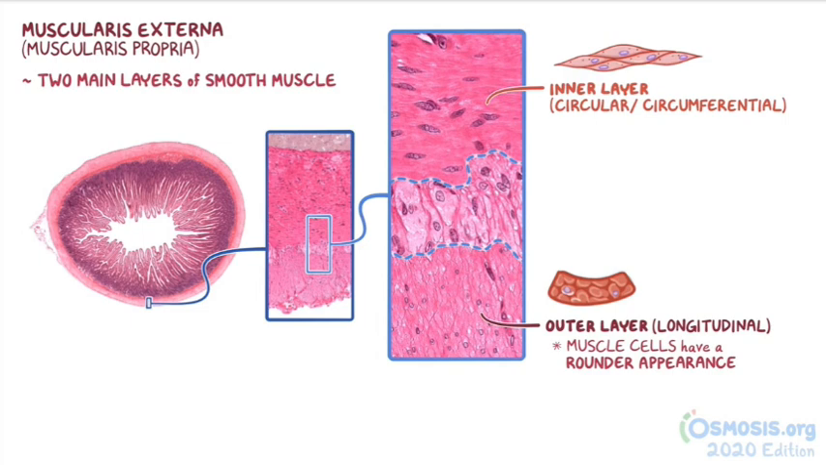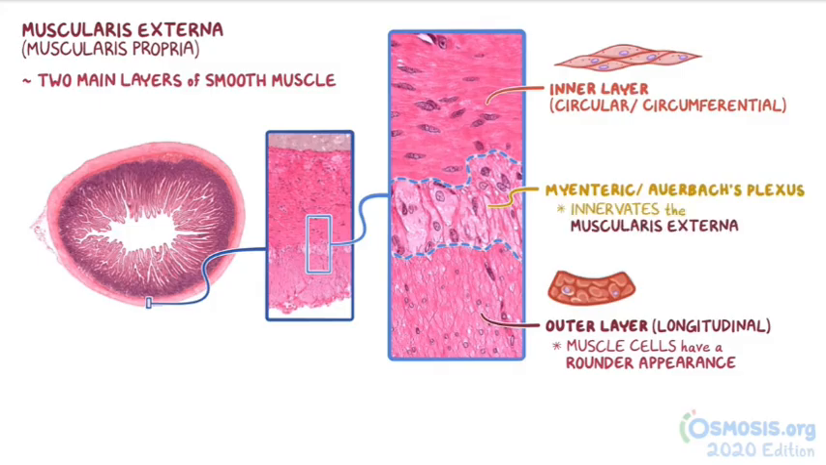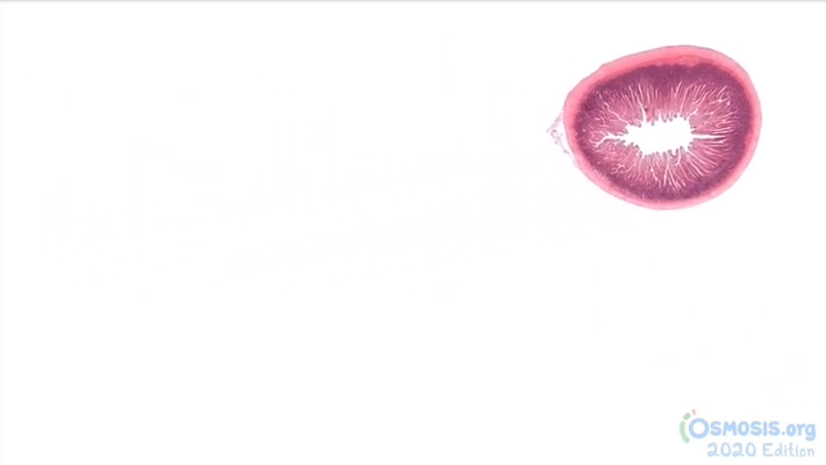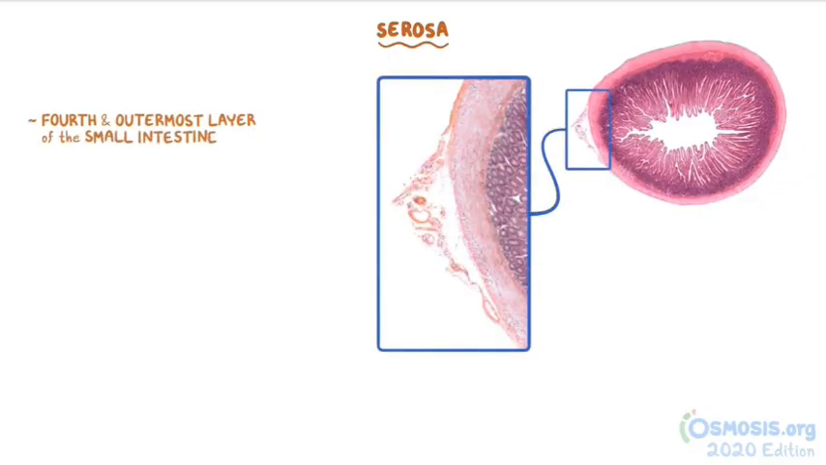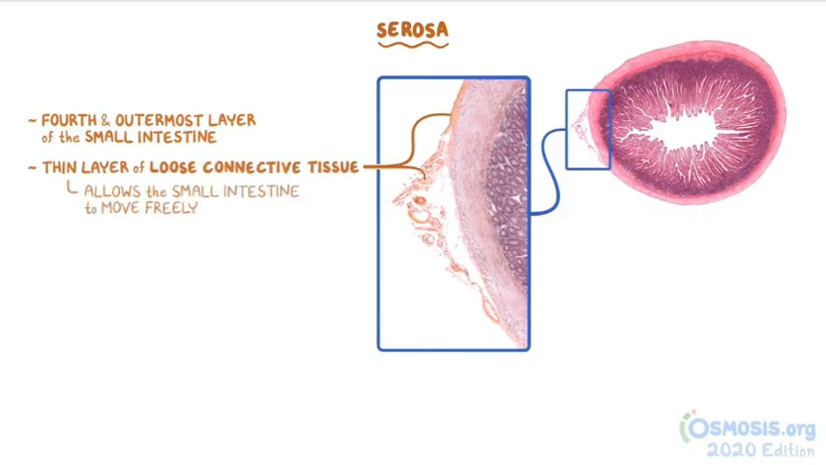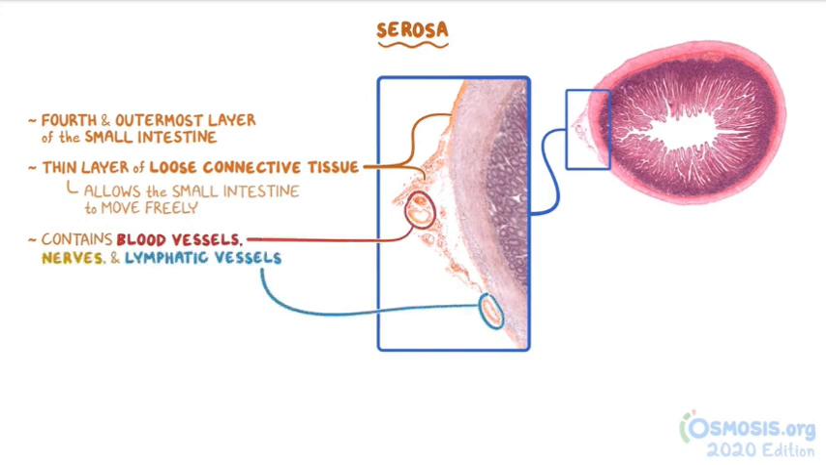Between the two layers of smooth muscle is another network of nerves, but these nerves are called the myenteric plexus or Auerbach's plexus. The myenteric plexus innervates the smooth muscle cells of the muscularis externa that surround the nerves. Looking at the same image, we can see a portion of the serosa, which is the fourth and outermost main layer of the small intestine. The serosa is a thin layer of loose connective tissue that allows the small intestine to move more freely within the abdomen and contains blood vessels, nerves, and lymphatic vessels as well.